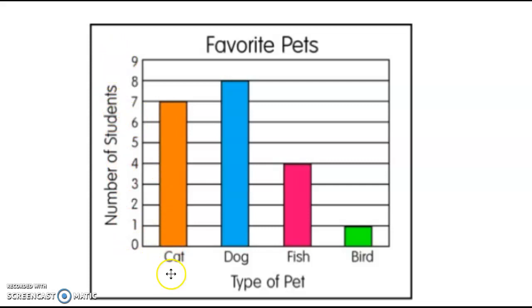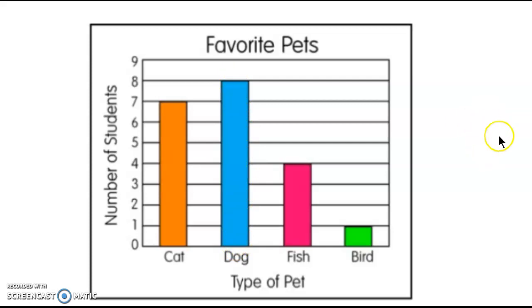So I'd like for you to notice that these bars are ones that go up and down. All right, we have some that go up and down. So when I'm reading this, my labels are on the bottom. And when I look at it right away, I can see which pet is the favorite pet. Do you know which one it is? If you said dog, you would be right because that is my tallest bar.